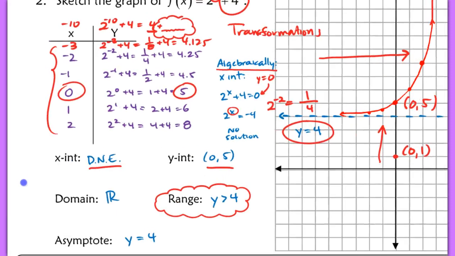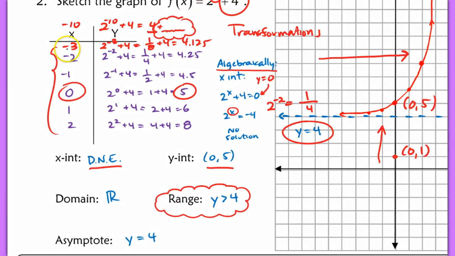If you look at your x inputs here, -2 is larger than -3. -1 is larger than both of those. 0 is larger. So these values continue to increase. If I plugged in 3 here, what would happen over here? Well, these values also increase. 4.25 is less than 4.5, which is less than 5, which is less than 6, which is less than 8. So these values are continually increasing as I increase these inputs.